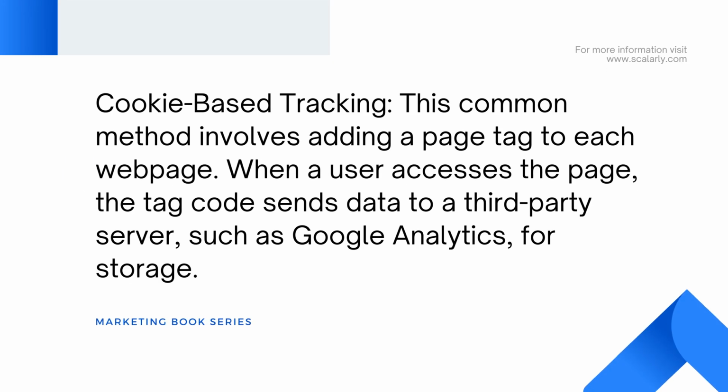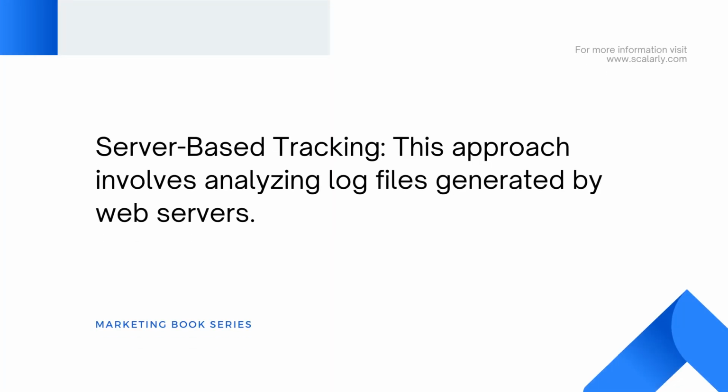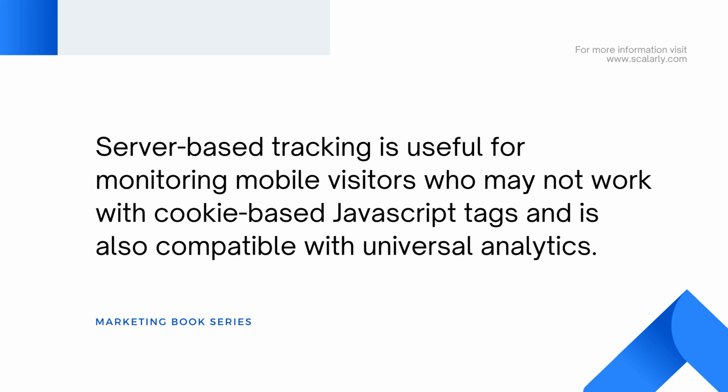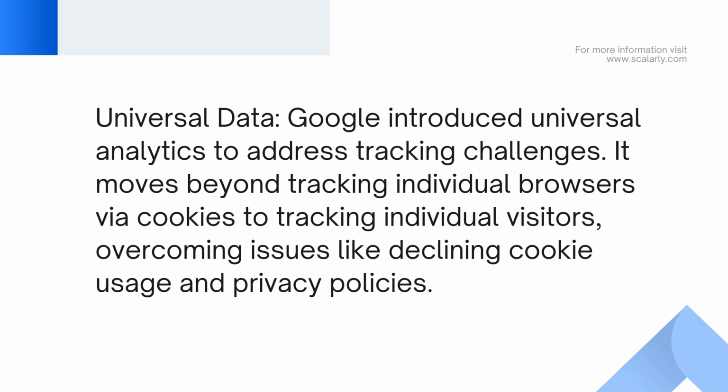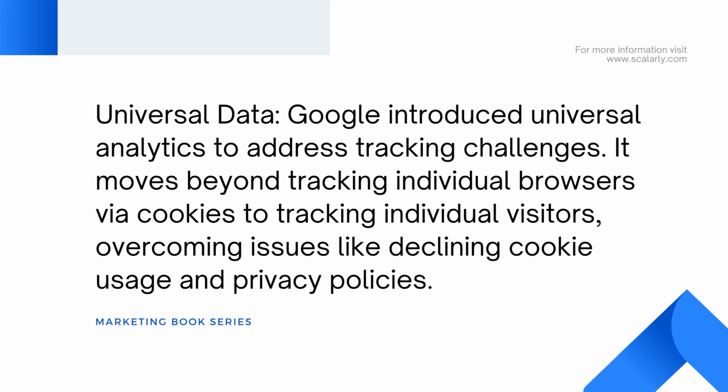Cookie-based tracking is a common method that involves adding a page tag to each web page. When a user accesses the page, the tag code sends data to a third-party server, such as Google Analytics, for storage. Next, server-based tracking is an approach that involves analyzing log files generated by web servers. Server-based tracking is useful for monitoring mobile visitors who may not work with cookie-based JavaScript tags and is also compatible with universal analytics. And last, the universal data.